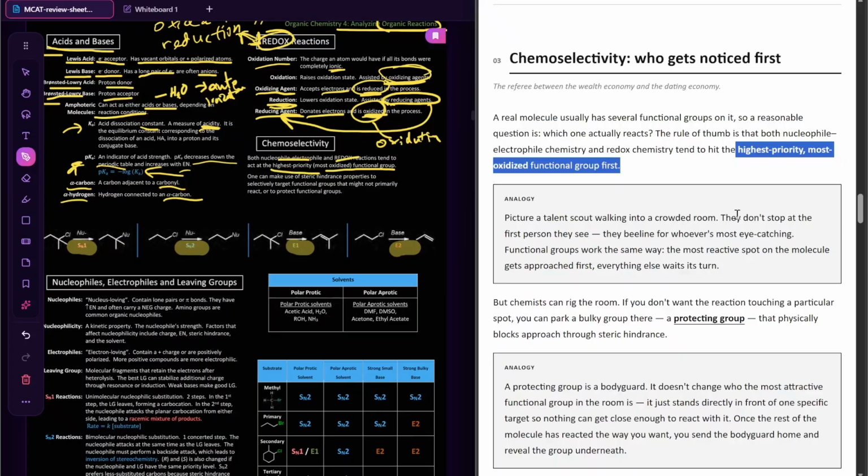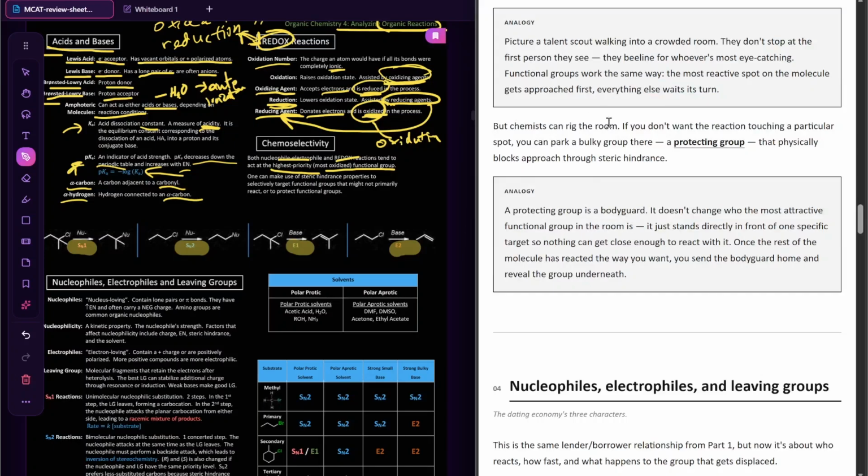So an analogy is that you can picture a talent scout looking through a crowded room. They don't stop at the first person they see. They stop for whoever's most eye-catching. So functional groups work the same way. The most reactive spot on the molecule gets approached first. Everything else waits its turn. But chemists can rig the room. So that means that chemists can do something called adding protecting groups.